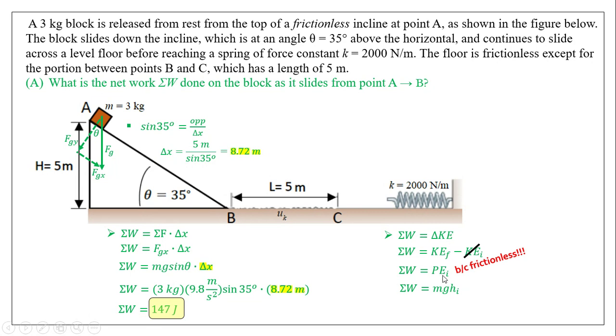So therefore, I know PE function is mghi. I know m is 3. I know g is 9.8. I know hi is 5. So therefore, I can just plug everything in. 3 times 9.8 times 5 will give me the same answer, which is 147. So as you see, there's a consistency here. Which method you want to do, that's up to you.